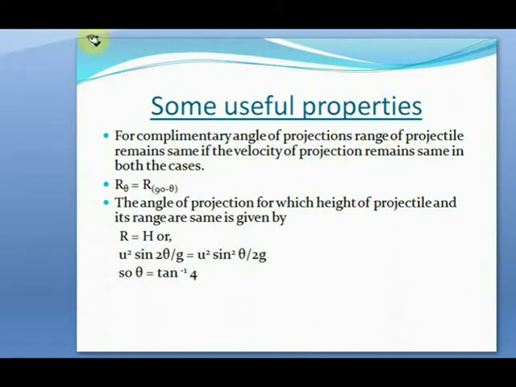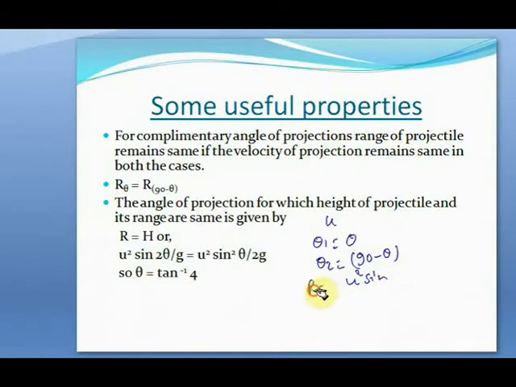Suppose there are two projectiles, both being thrown at the same initial velocity u, and the angle of projection for the first projectile is theta 1, which is equal to theta, and for the second projectile it is theta 2, which is complementary of the first angle, that is, 90 minus theta. As we have seen, the expression for range is R equal to u square sine 2 theta by g.